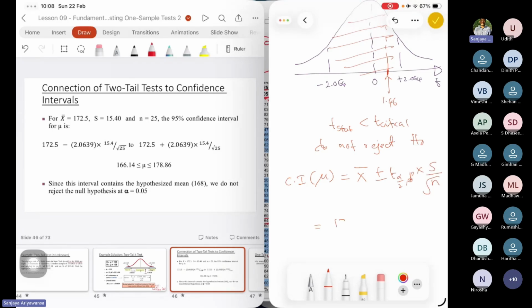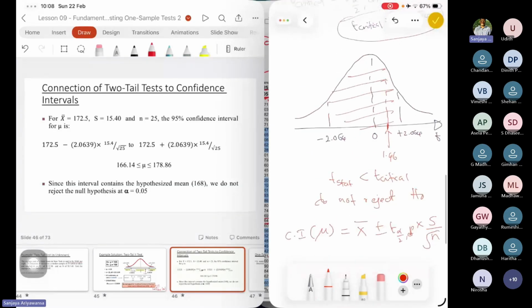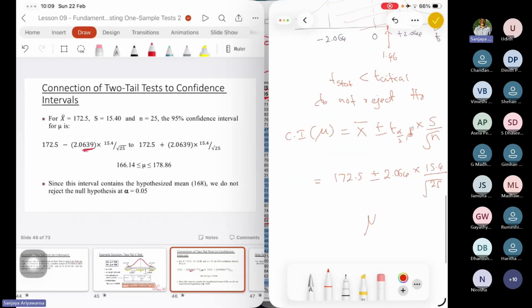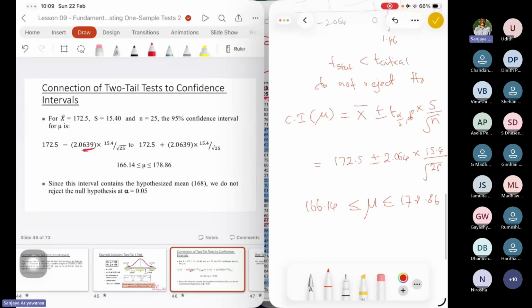What was X bar? 172.5 plus or minus. What was T alpha divided by 2? We got from our table 2.064. Here it's to four decimal points, but in our table it's only 3 decimal points. That's not a big issue. Times what is S? 15.4 divided by what is N? Sample size, this one. So then you would get a confidence interval for mu of 178.86, 166.14.